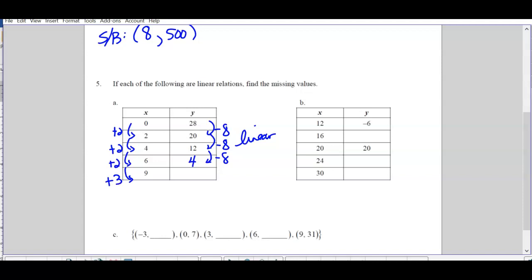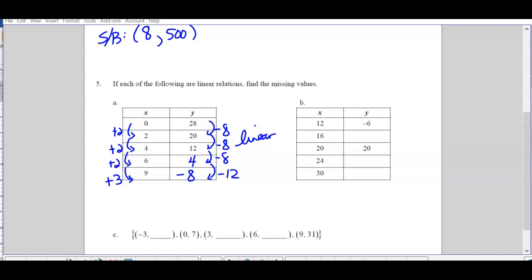So for every 2, I'm supposed to go down by 8. So basically, you want to think about what's happening. So a ratio. So if we're going up by 2, we're going down 8 for the y value. So every 1 would be down 4. So we have to do this 3 times. 3 times 4 is 12. So we've got a minus 12 here. That's a negative 8. Okay. So think about the relation in terms of doing that.